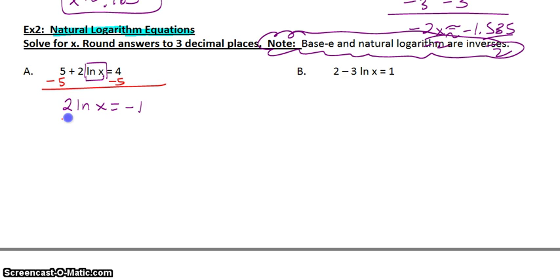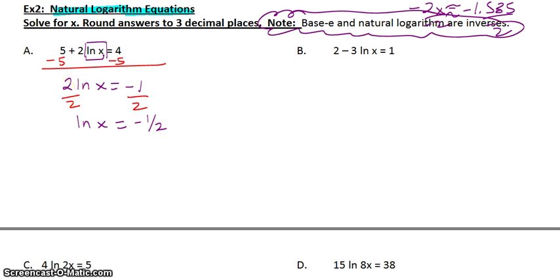And I'm going to have to get rid of this 2. So I divide it off. And now I get ln x equals -1/2. Now here's what I'm saying. To get rid of the ln part, because our goal is just to have x by itself, right?